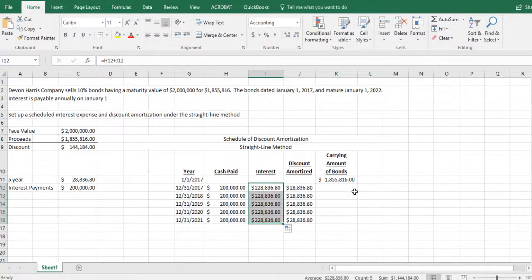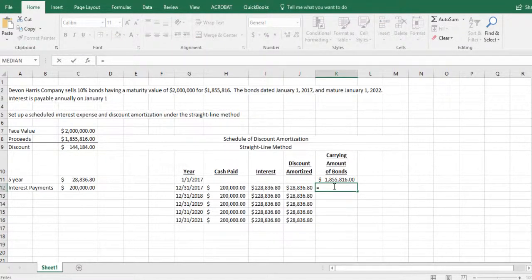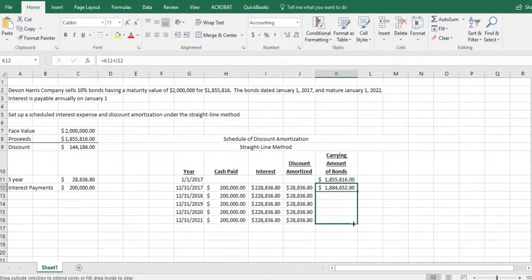So we will calculate what the carrying amount of the bonds will be. That is going to be the current carrying amount of the bonds, and then we add how much discount amortization goes into effect every period. Now, if we carry this all the way through, on 12/31/2021 the full $2 million has been realized. That is because on January 1st, 2022, we are going to actually pay that face value out.